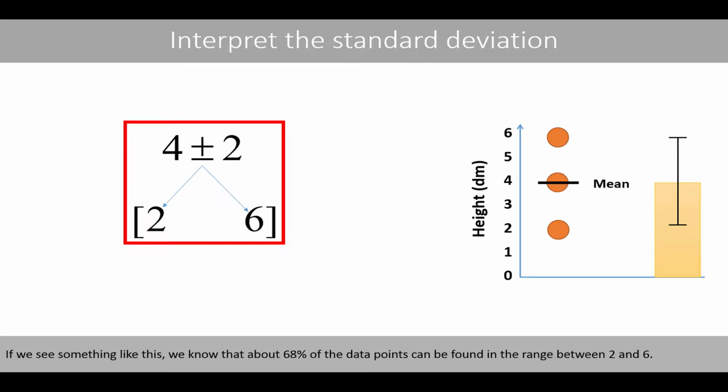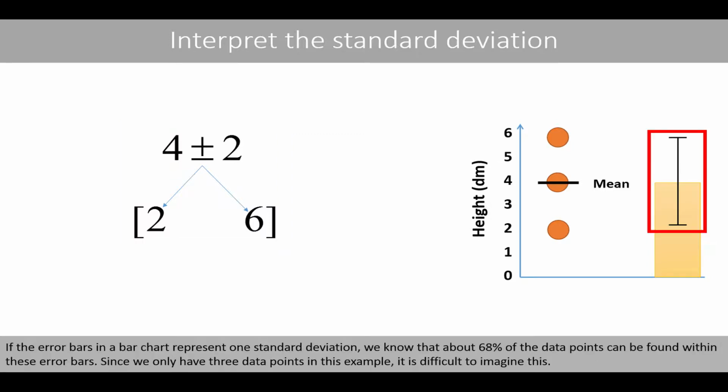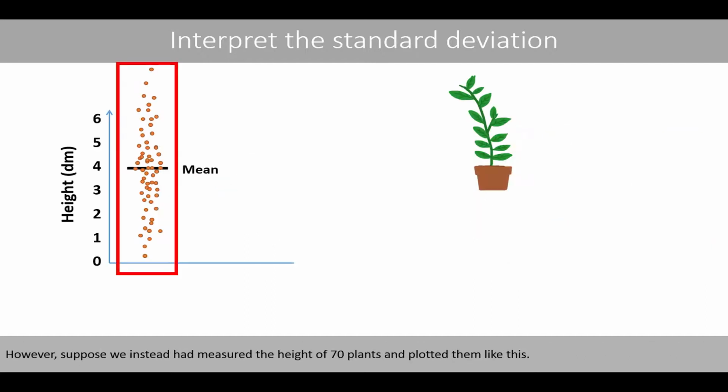If we see something like this, we know that about 68% of the data points can be found in a range between 2 and 6. If the error bars in a bar chart represents one standard deviation, we know that about 68% of the data points can be found within these error bars. Since we only have 3 data points in this example, it is difficult to imagine this.